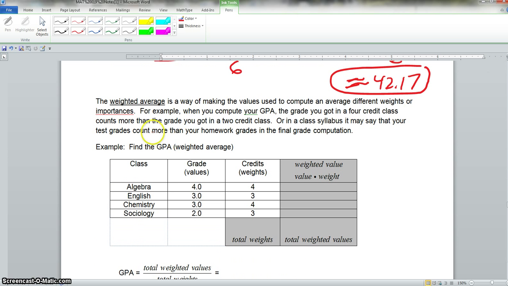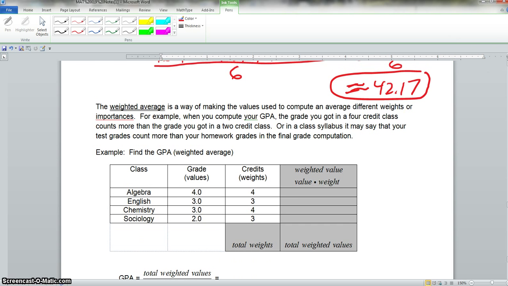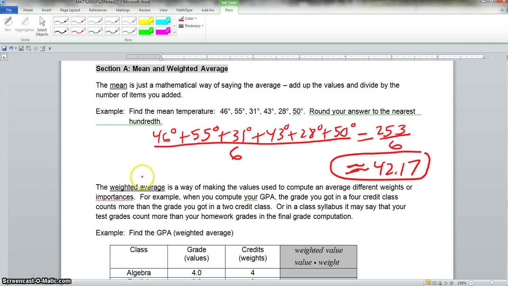Now, we need to go back. I made a mistake and hit the side here. But we have the weighted average, which is a way of making the values used to compute an average have different weights or importances. For example, when you compute your GPA, the grade you got in a 4-credit class counts more than the grade you got in a 2-credit class. Or in a class syllabus, it may say that your test grades count more than your homework grades in the final grade computation.